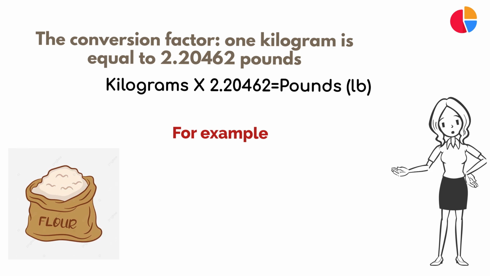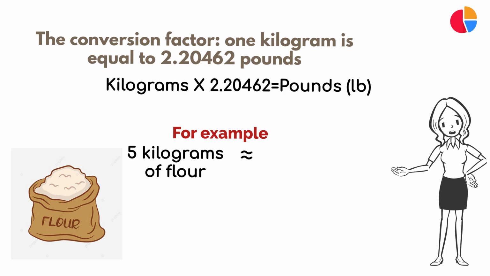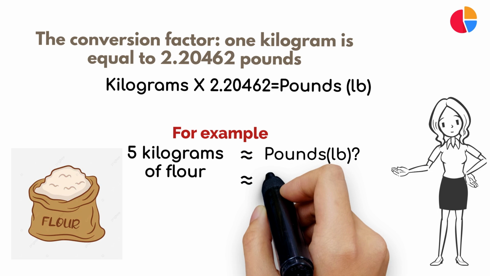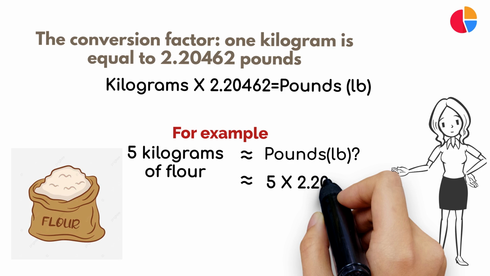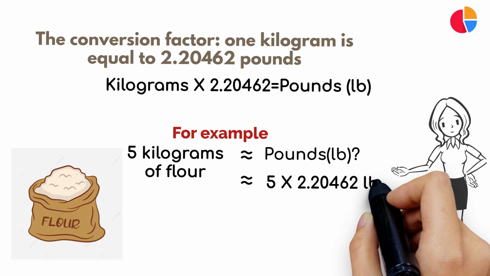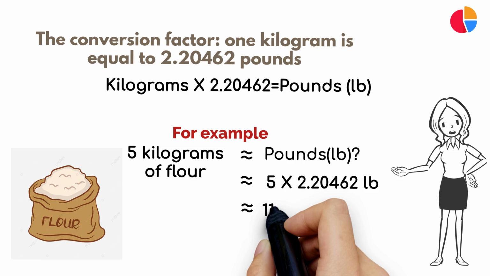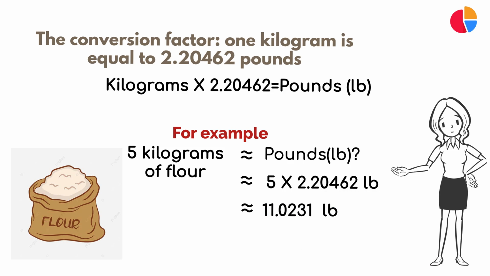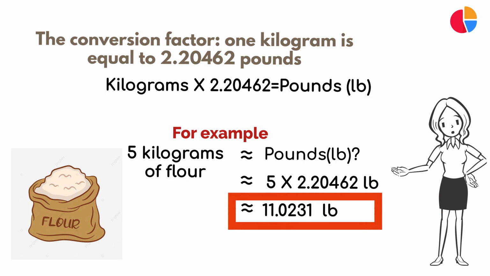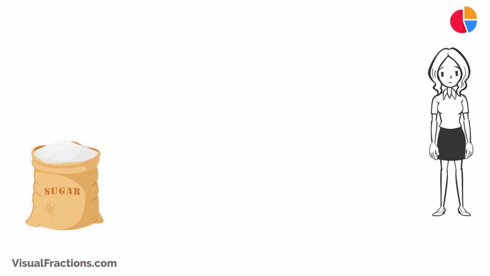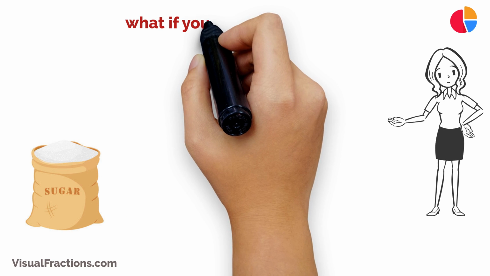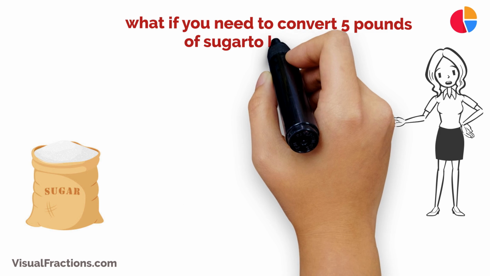Say you have 5 kilograms of flour that you need to convert to pounds. We start by multiplying 5 by the conversion factor of 2.20462. This gives us approximately 11.0231 pounds, and that's it, we're done. 5 kilograms of flour is equal to approximately 11.0231 pounds.